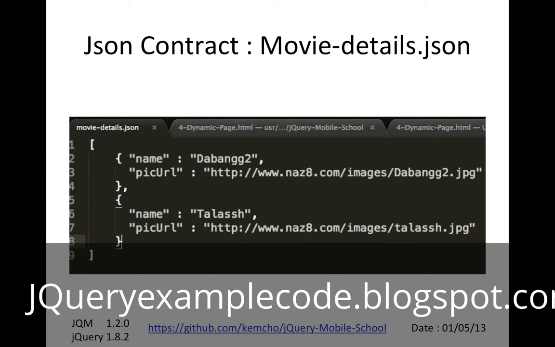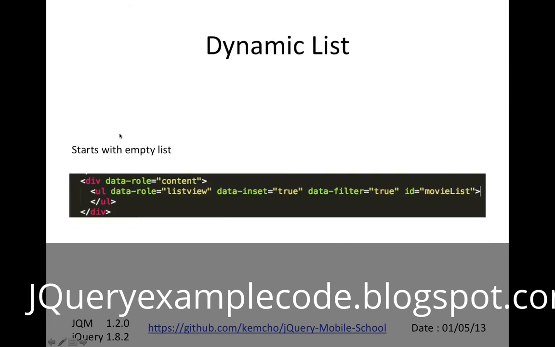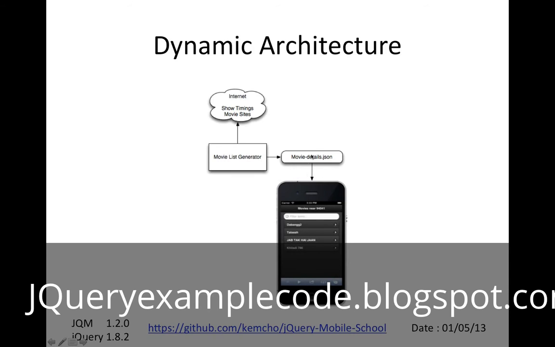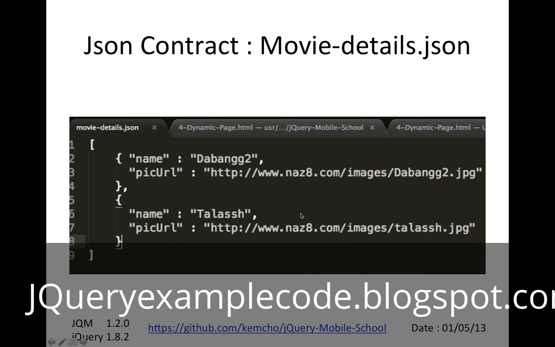And then we also create this new file called moviedetails.json. That's the file that we showed here. So that's the file which has all the dynamic data this app can ever read. So we're going to extract the name of the movie, and we're going to extract the picture URL of that movie into this dynamic file.